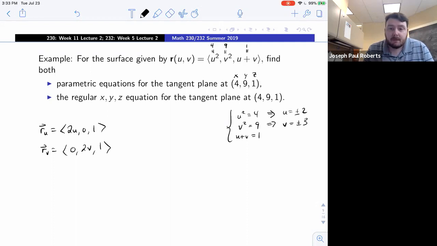So anyway, it looks like we get u squared is 4, which means u is plus or minus 2. v squared equals 9 means v is plus or minus 3. And so putting it together, it seems as though we're going to need to take v to be 3 and u to be negative 2. And so once you plug in and check, you see that u equals negative 2, v equals 3 does indeed give me the position vector of the point (4, 9, 1).